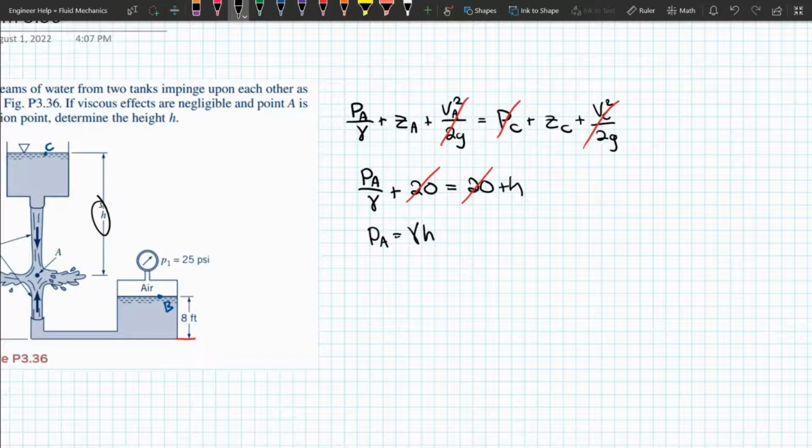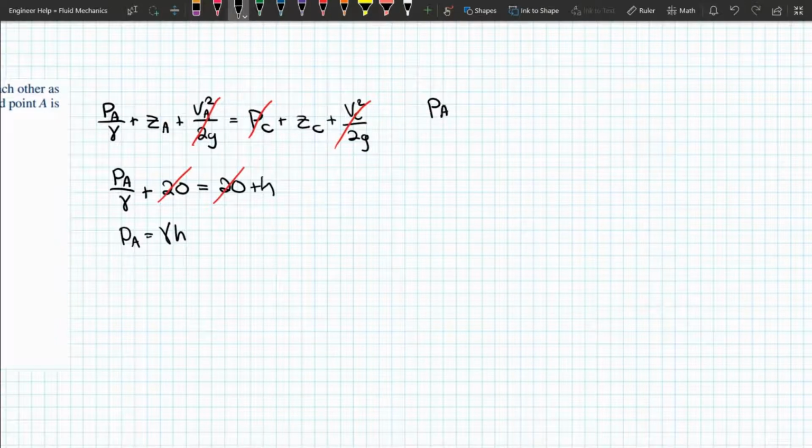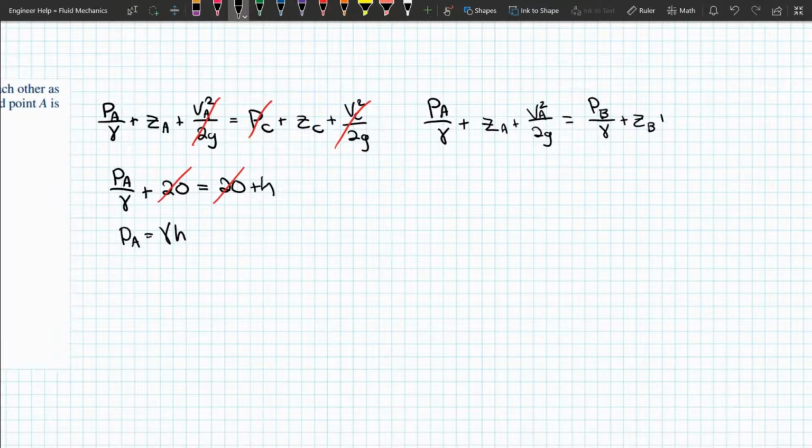Okay, now let's write out the Bernoulli's equation between points A and B. So we have pressure at A over gamma plus the elevation at A plus the velocity of A squared over 2g equal to the pressure at B over gamma plus elevation of B plus the velocity of B squared over 2g. And once again, the velocity at A is 0, and the velocity at B is going to be 0.